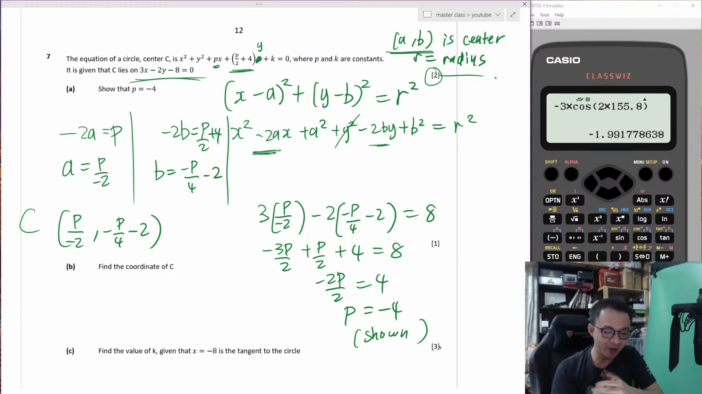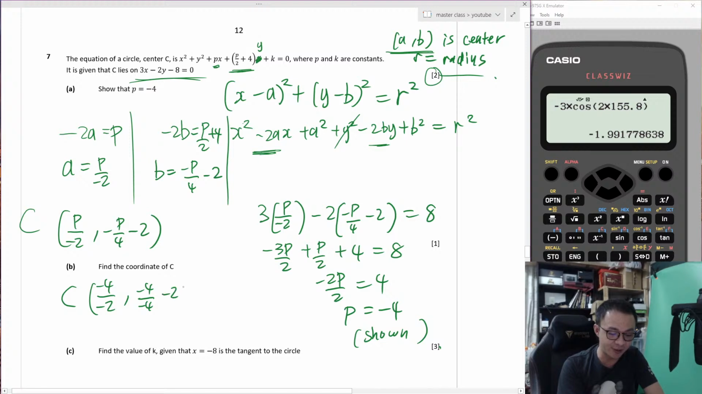Okay, so find the coordinate C. After we got the p, we already have the coordinate, right? Then this one shouldn't be too hard. So just sub into here. So it's just negative 4 over negative 2, comma, negative 4 over negative 4 minus 2. So your C coordinate should be 2 and negative 1. Okay.